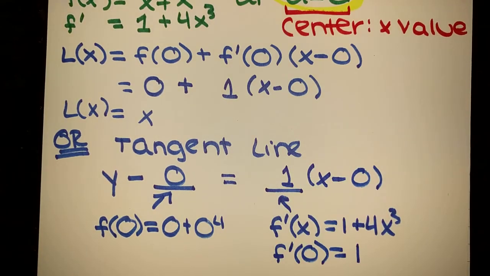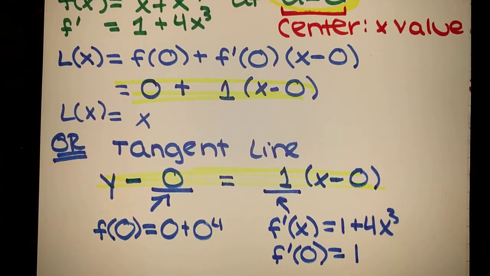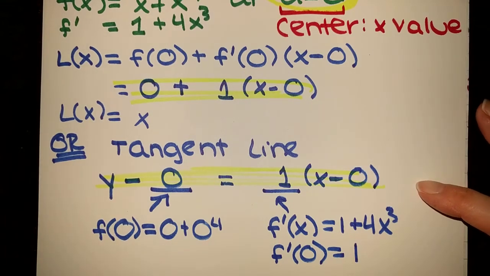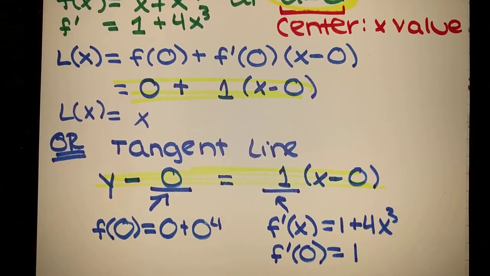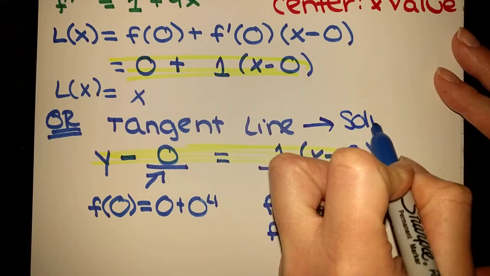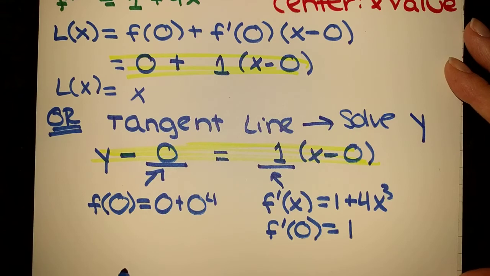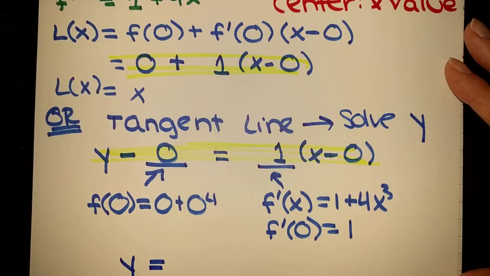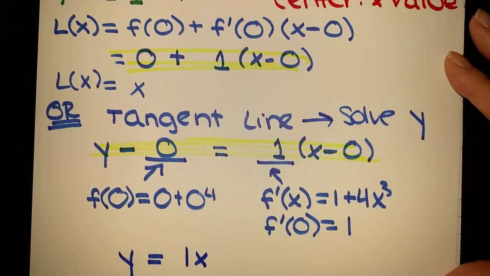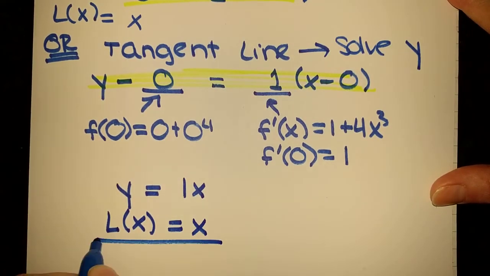Okay, so either way, you're coming up with the same numerical answer. The format does look different though, and for the tangent line approximation, you don't want to leave it at y minus 0. You want to actually call it the linearization. So after I find the tangent line, I am then going to solve for y, and that will be my L of x. In this case, if I solve for y, the 0 drops out. I just have 1x, and so the linearization L of x is equal to x.